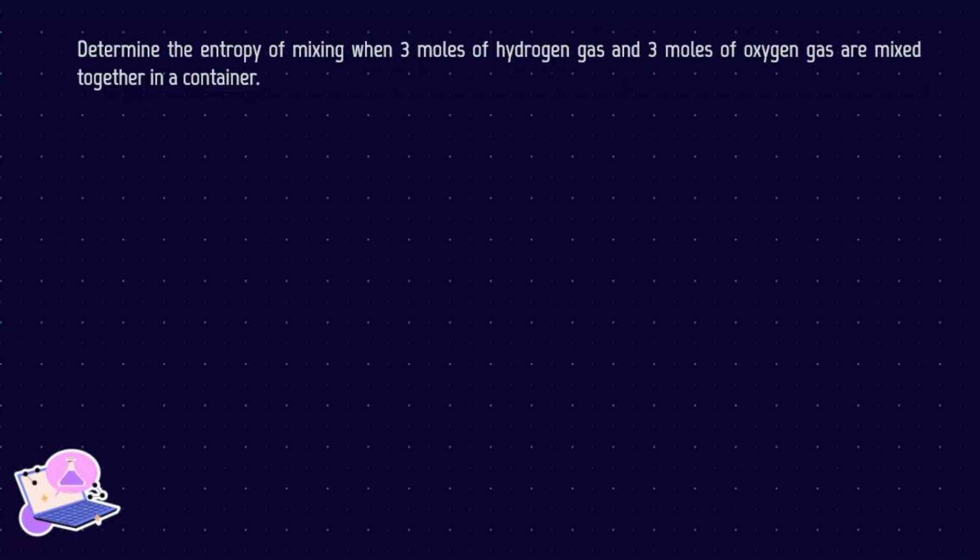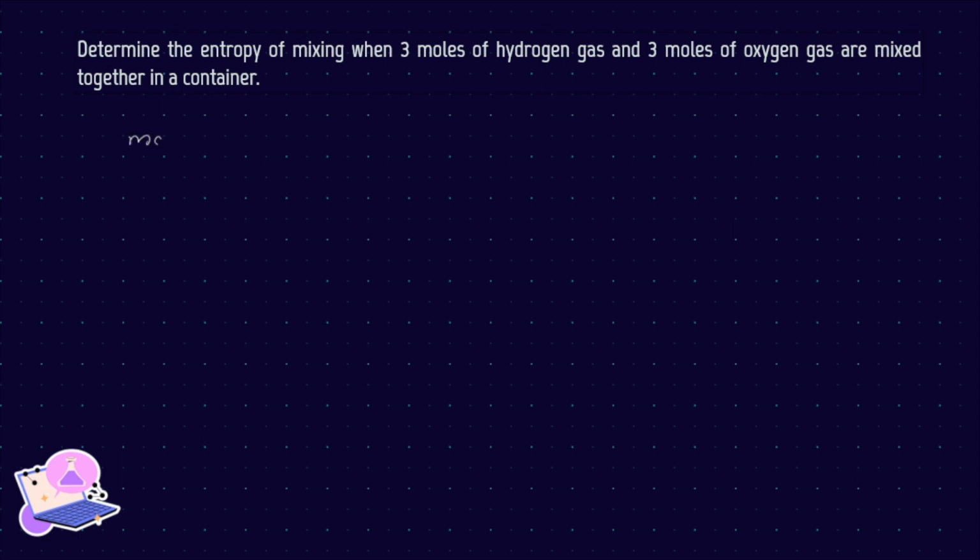Determine the entropy of mixing when 3 moles of hydrogen gas and 3 moles of oxygen gas are mixed together in a container. The first thing that you need to do in order to answer this question is to calculate the mole fraction of both gases. Now we are going to start with calculating the mole fraction of hydrogen.